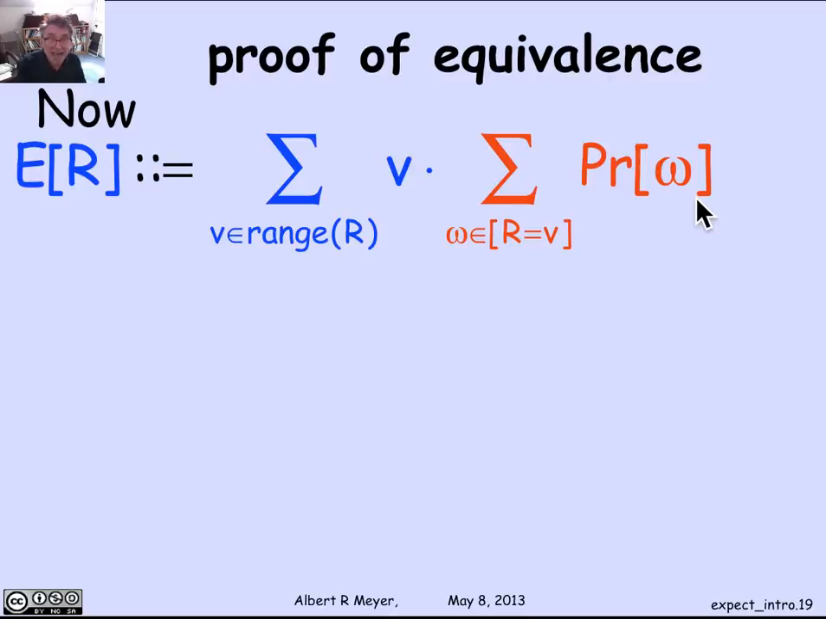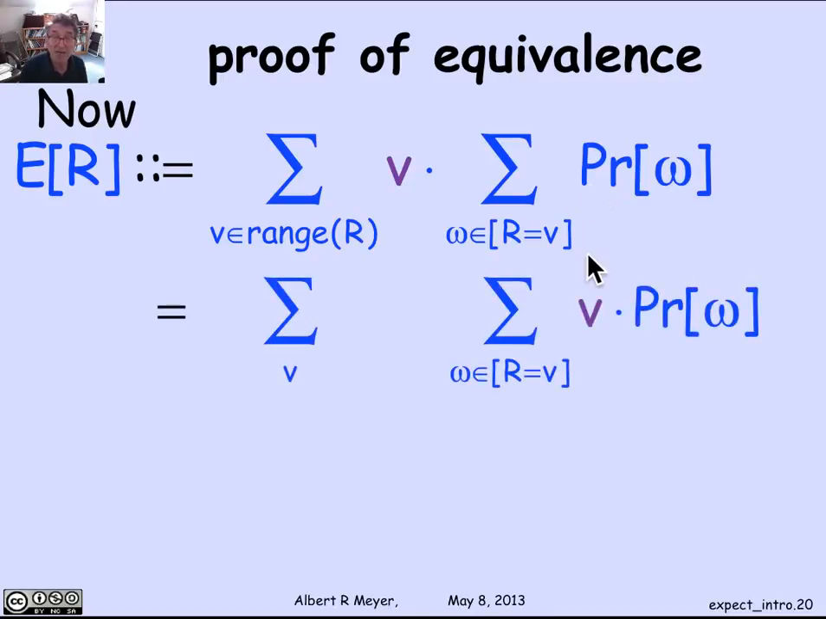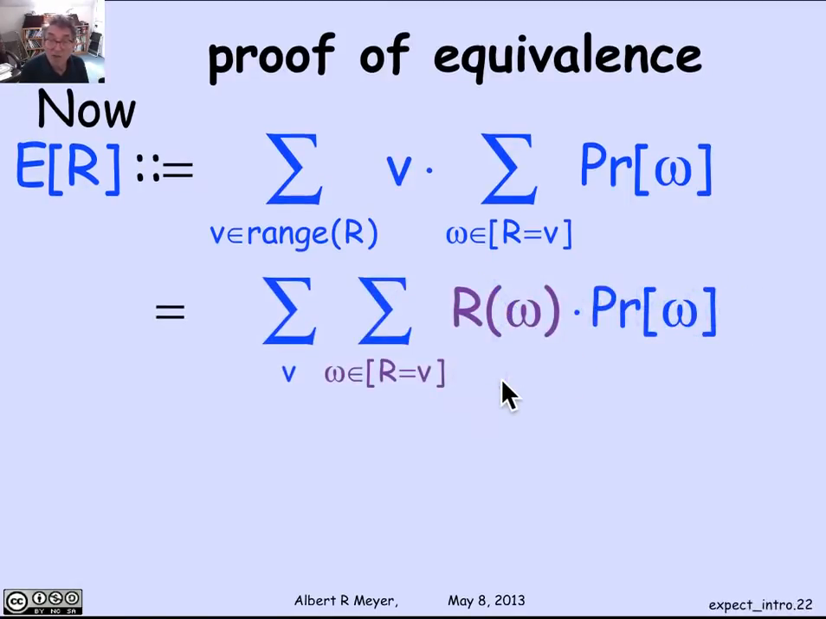I'm trying to head towards an expression that's only outcomes, which is the top level strategy here. So the first thing I did was I got rid of that probability of V and replaced it by the sum of all these probabilities of all the outcomes where R is V. Next step, I'm going to distribute the V over the inner sum. And I get that this thing is equal to the sum over all those outcomes in R equals V of V times the probability of the outcome. But look, these outcomes are the outcomes where R is equal to V. So I can replace that V by R of omega.